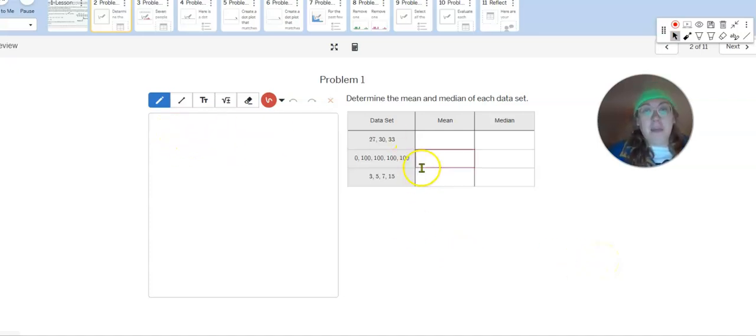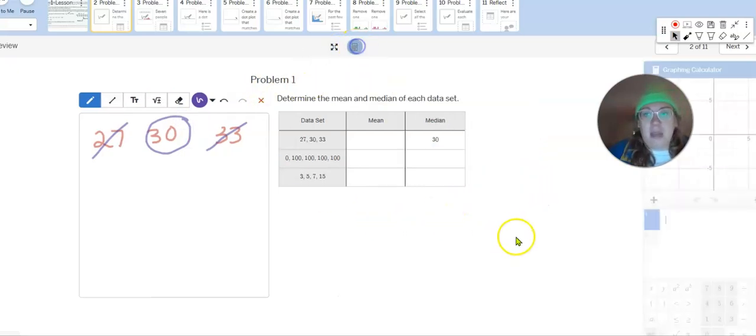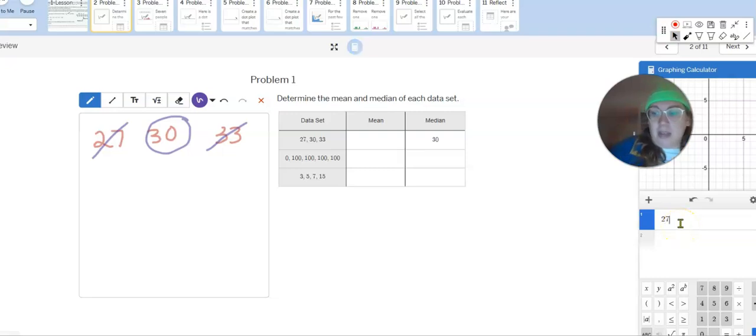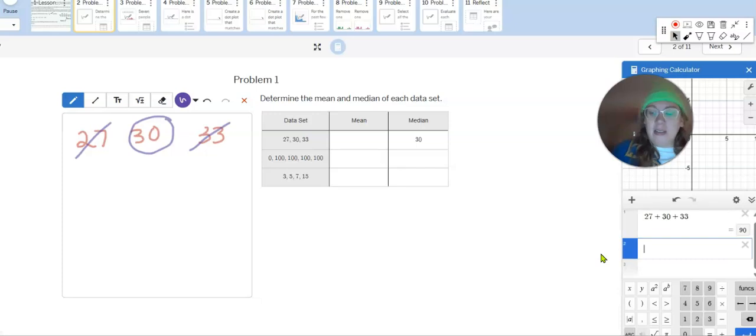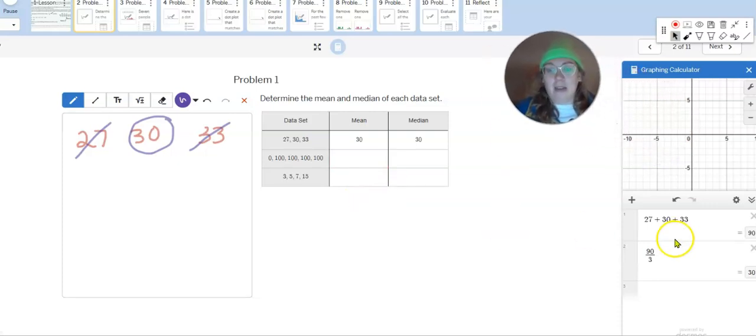To find the median, we put it in order from smallest to greatest, and we cross off numbers on the left and the right to get our middle value, which here is 30. Then if we add them all up, 27 plus 30 plus 33, we get 90, and divide it by 3 numbers, we see our mean is also 30. So this one has a mean and a median that is the same value.